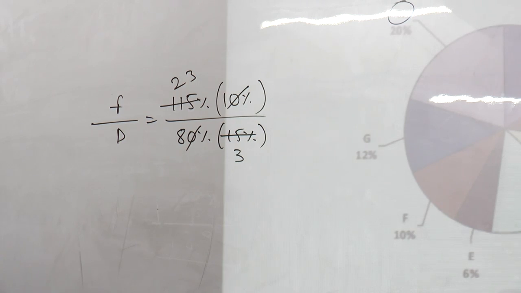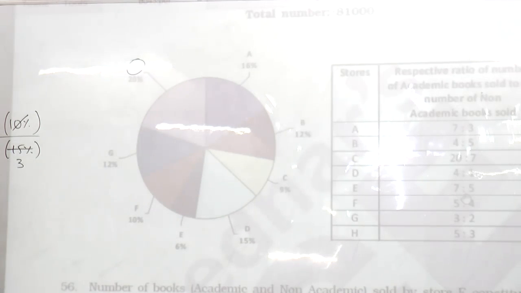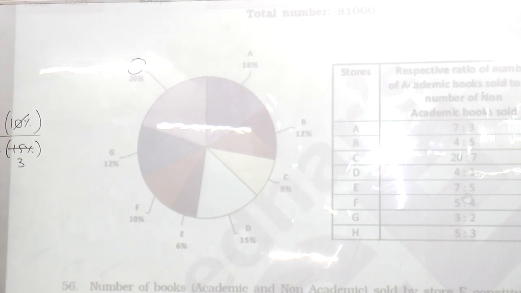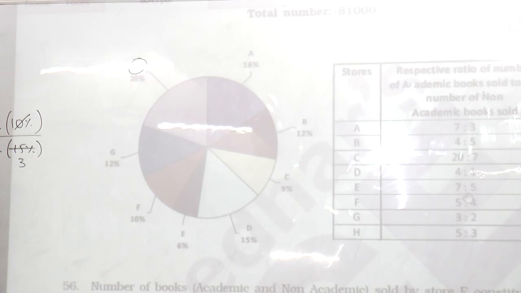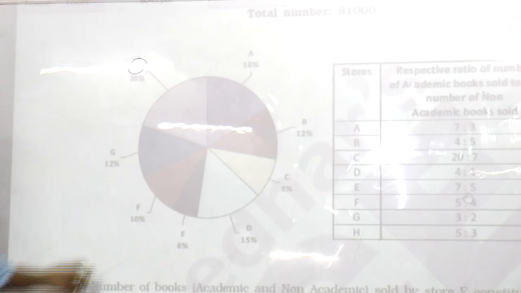Over. Next, 58. What is the average number of non-academic books sold by stores B, C, D, E and H together? Average number of non-academic books from B, C, D, E, H.